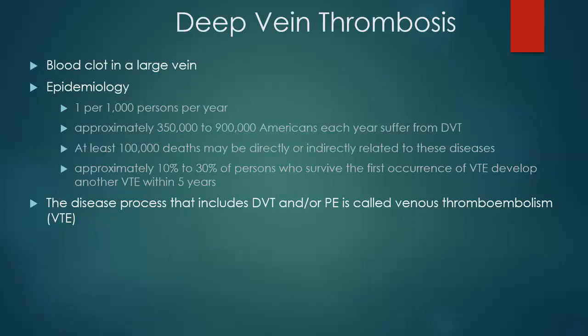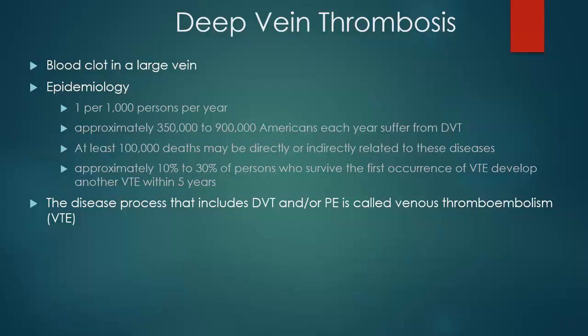All right, so DVTs are, in simpler terms, blood clots that occur in a large vein. DVTs are typically found in the leg or the pelvis, but I have seen them in people's arms as well. The prevalence of DVTs is about 1 per 1,000 people a year. And sometimes DVTs detach from the site where they form and become mobile in the bloodstream.